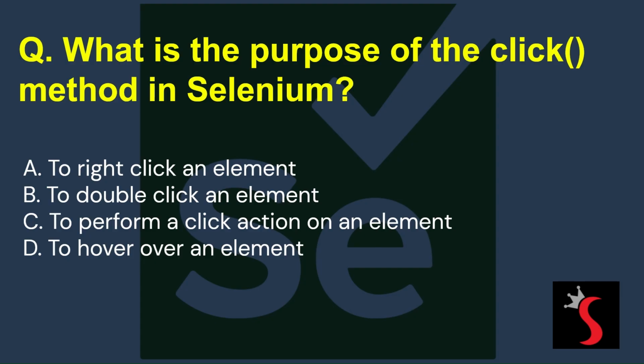What is the purpose of the click method in Selenium? A. To right-click an element. B. To double-click an element. C. To perform a click action on an element. D. To hover over an element. And correct answer is option C. To perform a click action on an element.